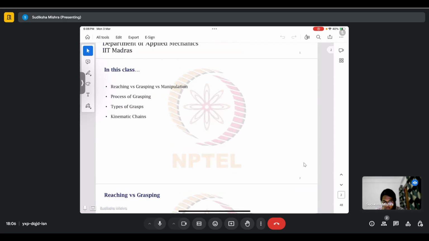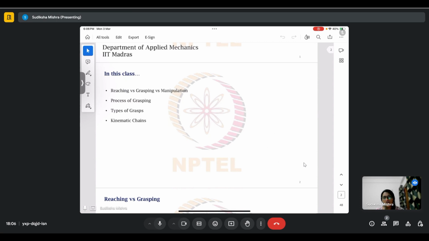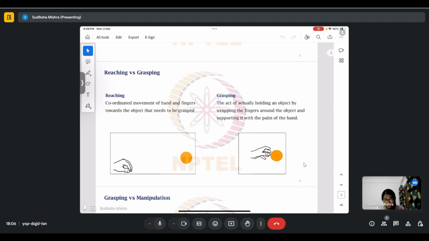The first lecture showed reaching versus grasping versus manipulation, three different terminologies, and the process of grasping and the types of grasps that are commonly considered in any analysis, and the kinematic chains. So coming to reaching versus grasping, reaching is, the definition says, the coordinated movement of hand and fingers towards the object that needs to be grasped.